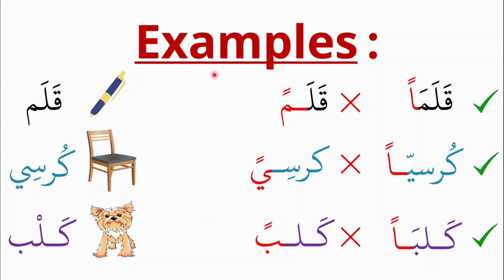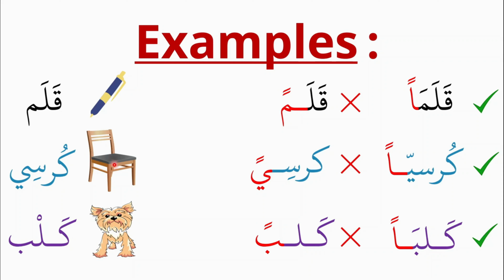Let's make it clear with some examples. The first word here is pen, which means qalam. I cannot immediately write the nunation on the letter, so this is not correct. You will say qalam man. No, not correct to write it this way. This is the right way. You will add assistant alif and then tanween al-nasb will be above. qalaman.